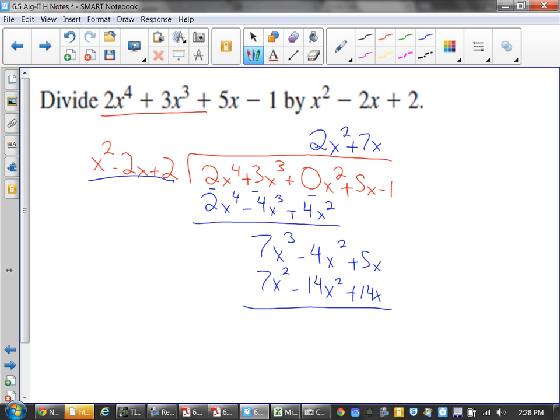I'm going to subtract the 2 trinomials now. That's supposed to be cubed. Oh, sorry. It's okay. So 7 minus 7 goes away again, which is good because that's what we wanted. Negative 4 minus negative 14 is how much? 10, very good. 5 minus 14. Negative 9. And then I can bring down the minus 1.